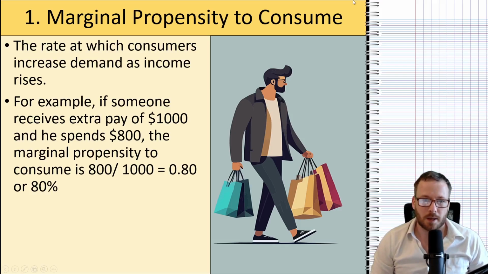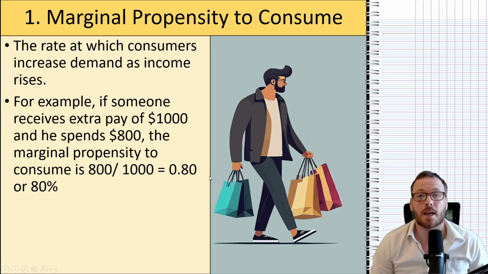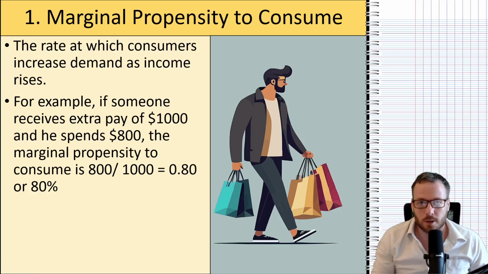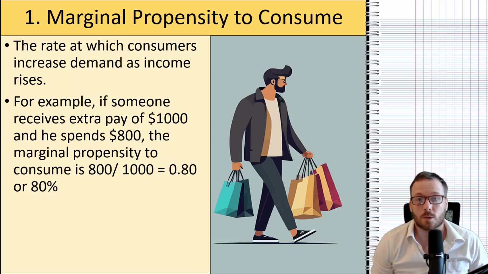An example would be if I get a pay rise of $1,000 and I spend 800 of that, my marginal propensity to consume is 80% or 0.8. Based on this, you can understand also that my marginal propensity to save is going to be 20% or 0.2. That's the money that I haven't spent, right? So MPS plus MPC equals 1, basically.